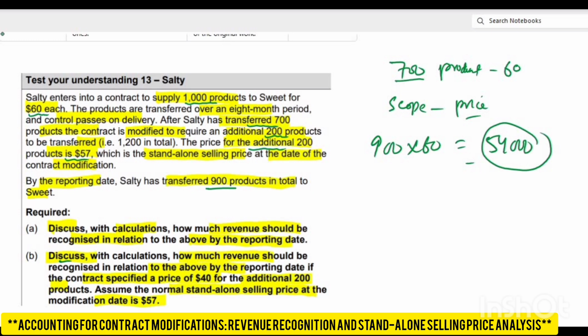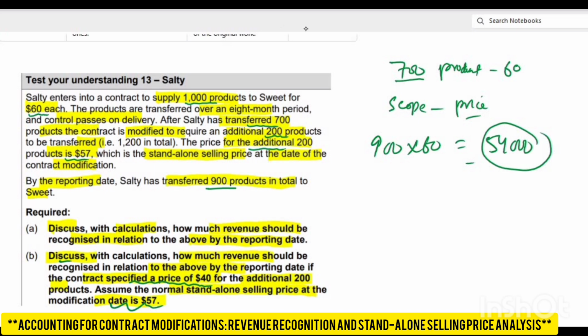Now, if you look at the second scenario, it says that the specified price is 40. So the price of the additional 200 products is $40, which does not reflect the stand-alone selling price, which is 57. So this does not qualify as a separate contract because the price does not reflect the stand-alone selling price. But the additional goods or services are distinct, so we will treat this contract as the termination of the existing contract and the creation of a new contract.